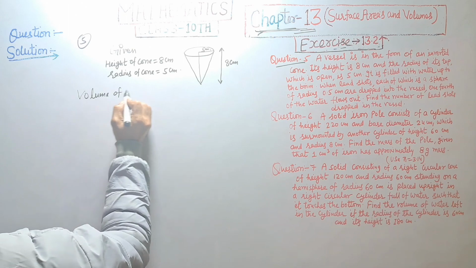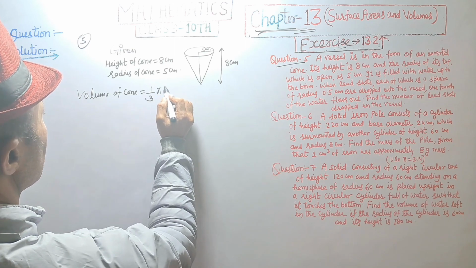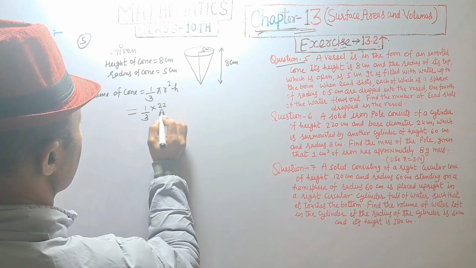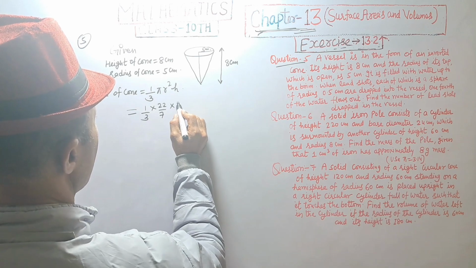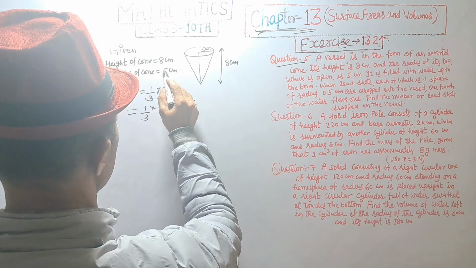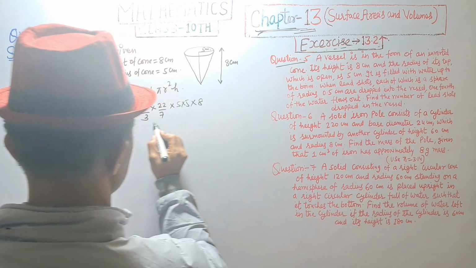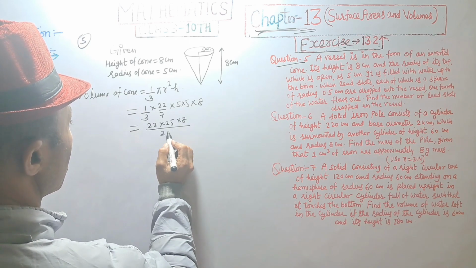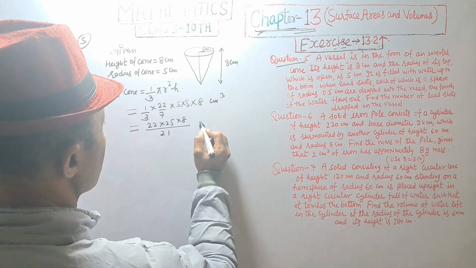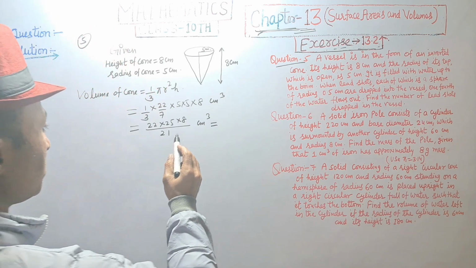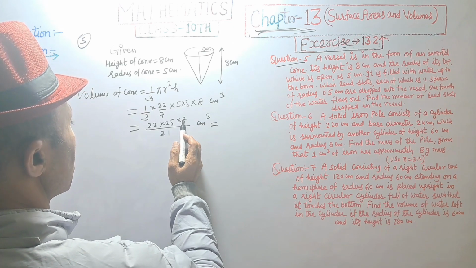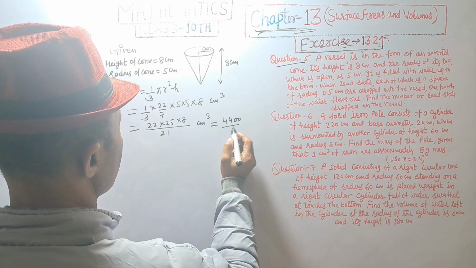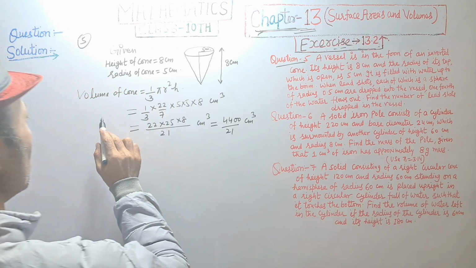Volume of cone is equal to 1/3 pi r square h. 1/3 into pi is 22/7, and radius is 5 into 5 into 8, that is equal to 22 into 25 into 8 divided by 21 centimeter cube, which is equal to 25 4s are 100, 25 8s are 200, 4400 divided by 21 centimeter cube. This is the volume of the cone.